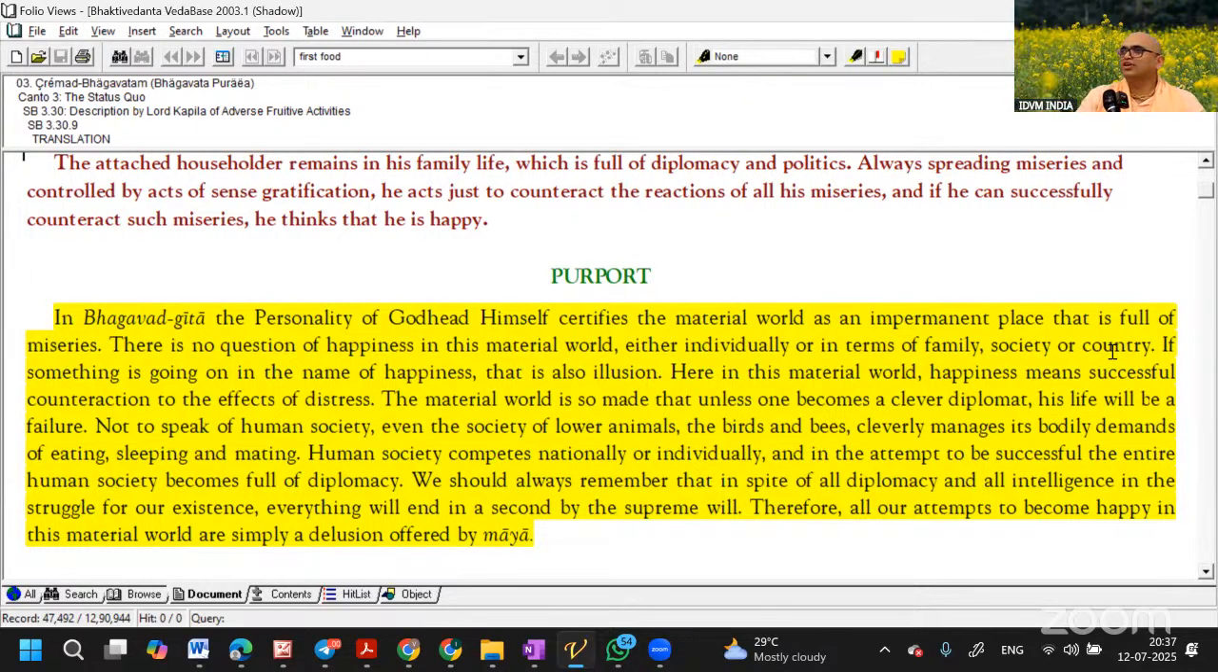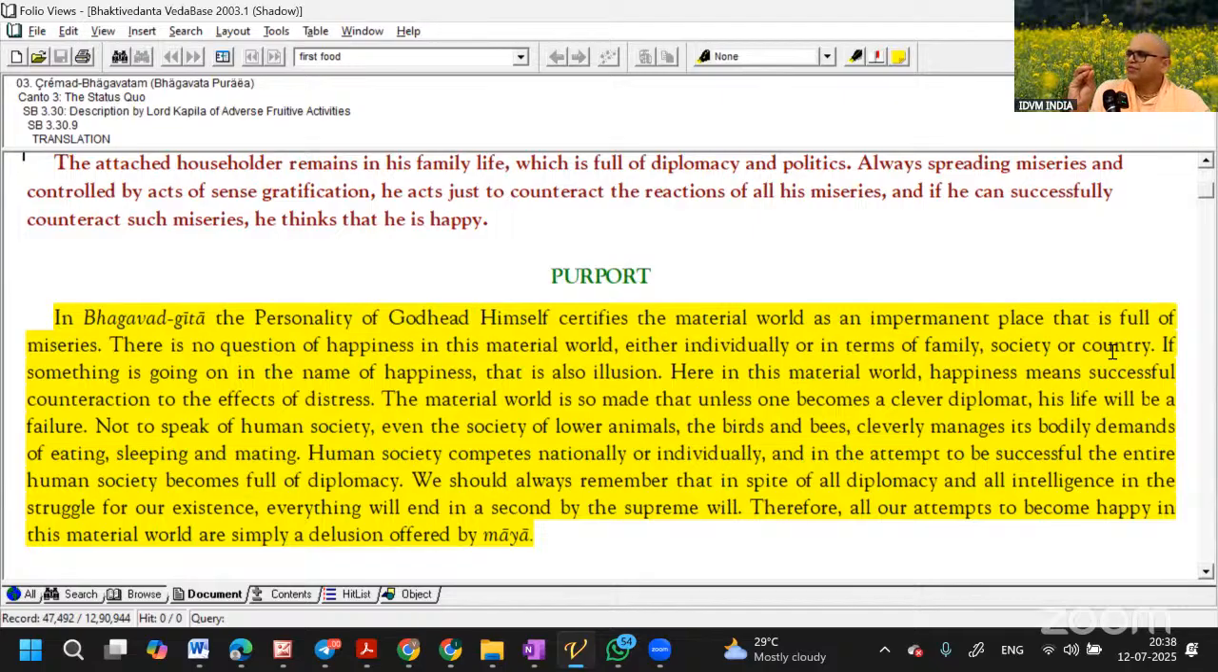Is it like a false post-dated check he is giving to you? A false check. You'll be happy in this body. You'll be happy in the family. These are all false. Nobody will be happy in the body or in the family.